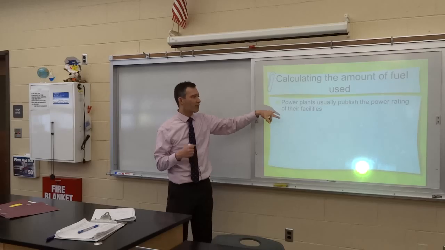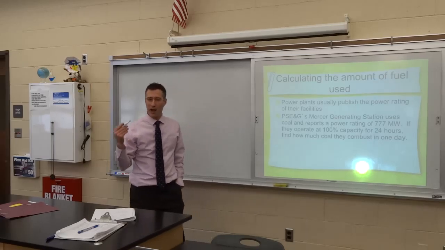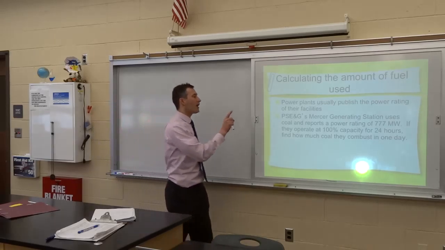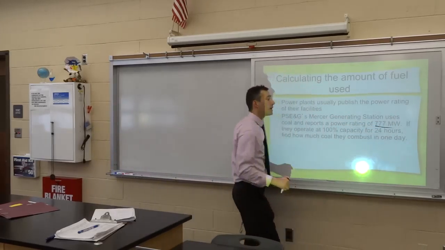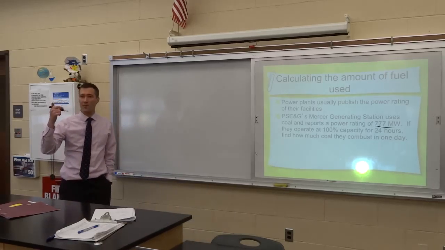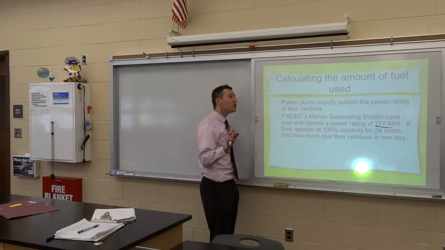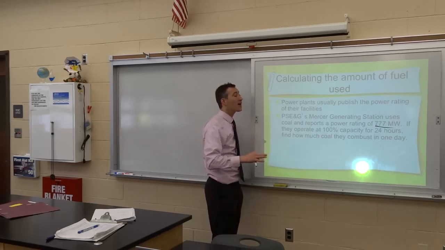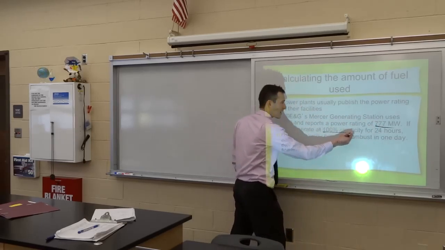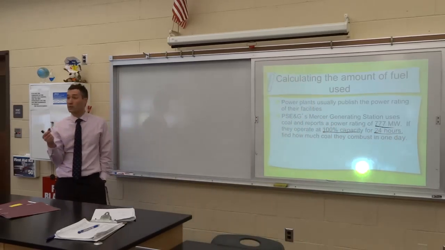Power plants often publish how powerful they can be. One of the closer power plants to us is in Mercer County. It's a coal plant called the Mercer Generating Station, and they burn coal and say that they can produce 777 megawatts of power. That's if they are operating at full power, as powerful as they could possibly be. So I'd like to do a calculation that's going to be an overestimate, where they're operating at 100% capacity for a full 24 hours. How much coal would they have to burn through in a single day?